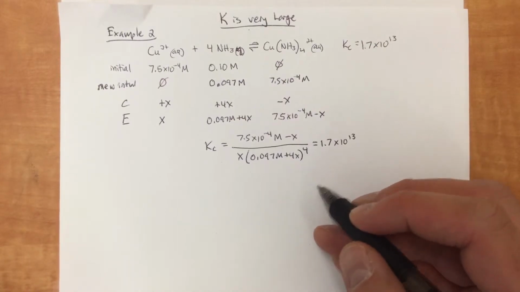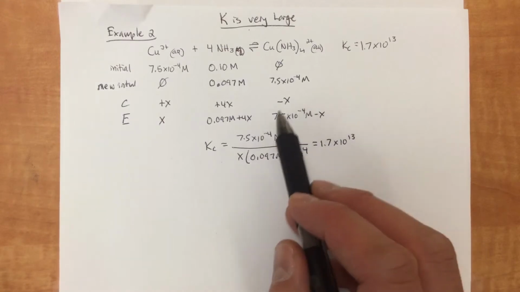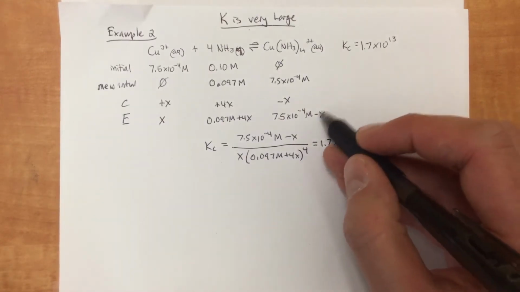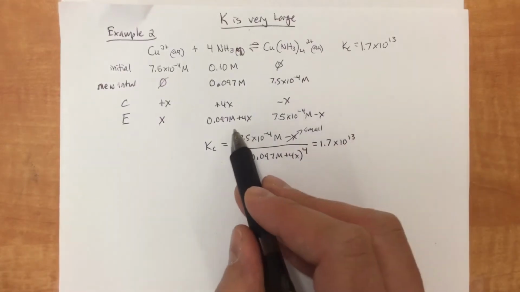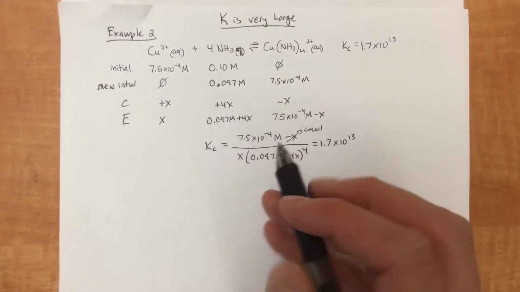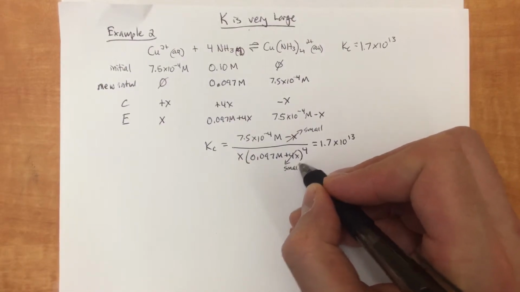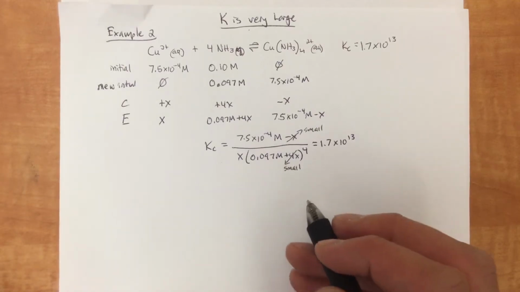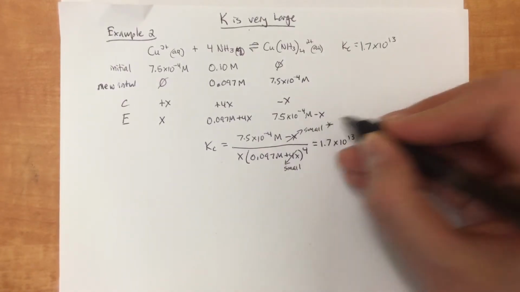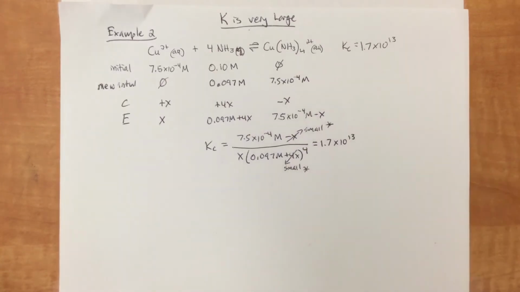Here, we make the assumption that x is small, that the products are so highly favored that any loss here is going to be small, and any gain we have on the reactant side will be small as well, because the reaction favors products so heavily. So again, I'm going to put a little asterisk here, and this is our assumption that we're going to need to come back and check to make sure both of those are true.